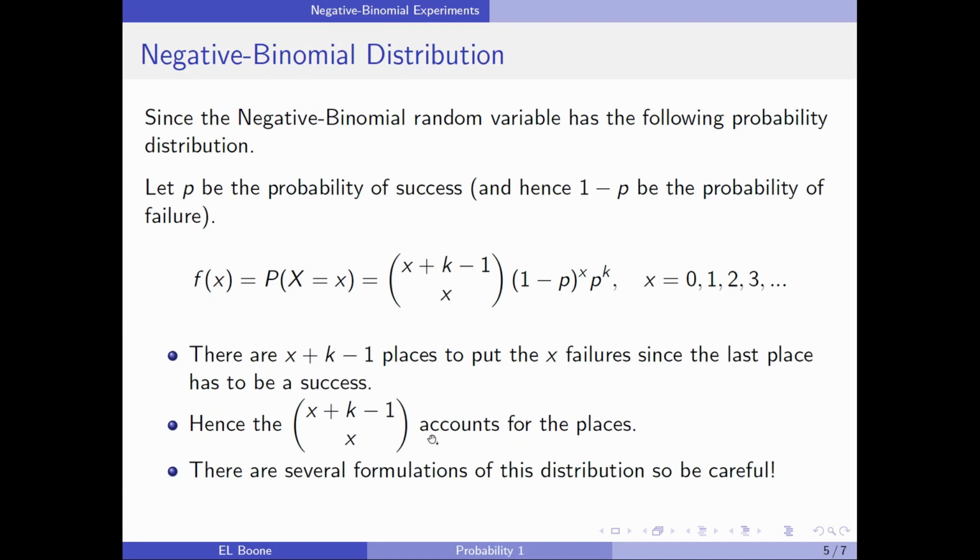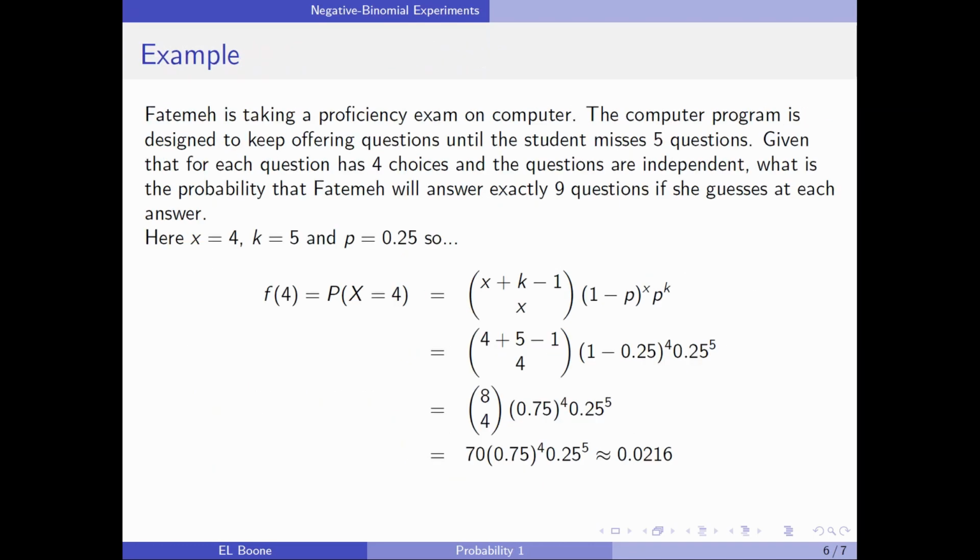Now, there are several formulations of this distribution, so be careful. If you look on Wikipedia, you might see something different than this. If you look in a textbook, you might see something different from this. This is the one I think that's the easiest to think about, so that's what we're going to stick with.